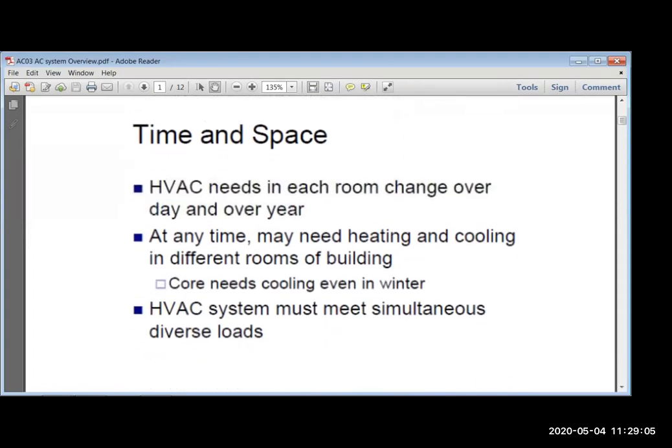Now, time and space. This needs. Everybody hearing me? Yes, sir. Okay. HVAC needs in each room are not the same over the day and over the year.